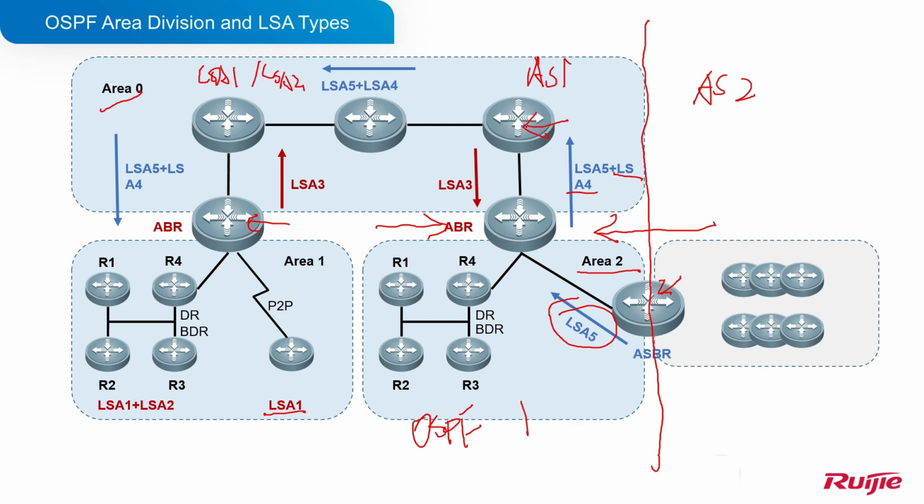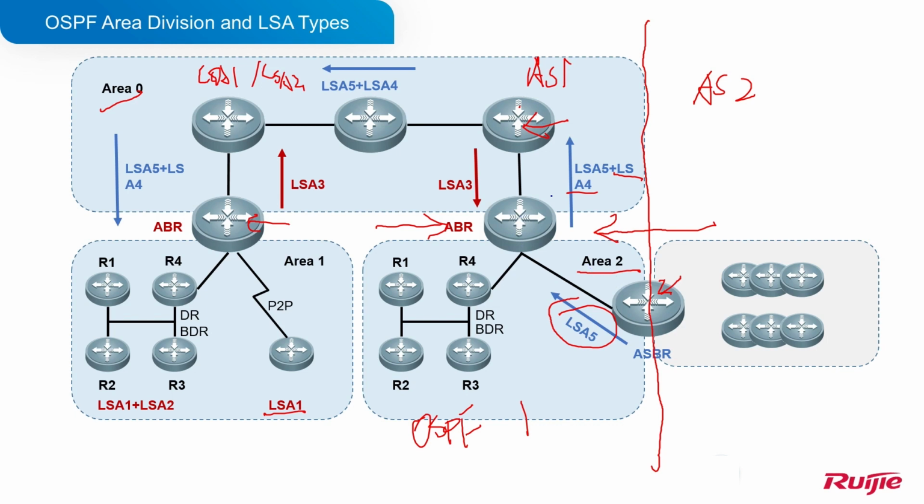But actually, when the non-backbone area transmits the LSA 5 information to the backbone area, the ABR device will know the ASBR device, right? Because the ASBR device and the ABR device belong to one area, area 2. But this other device belongs to area 0, and the ASBR device belongs to area 2. So the two devices don't know each other's location. Just the ABR knows the device in area 0, and also knows the device belonging to area 2.